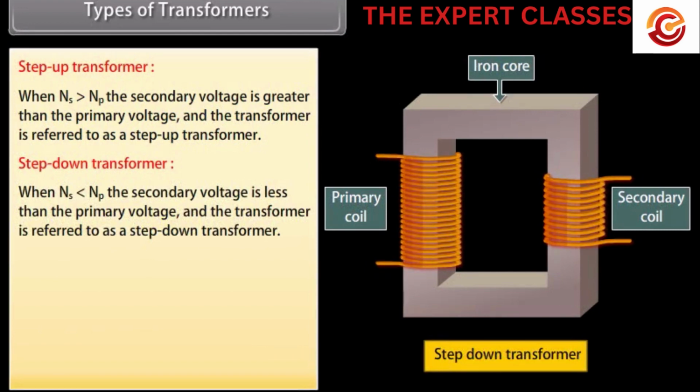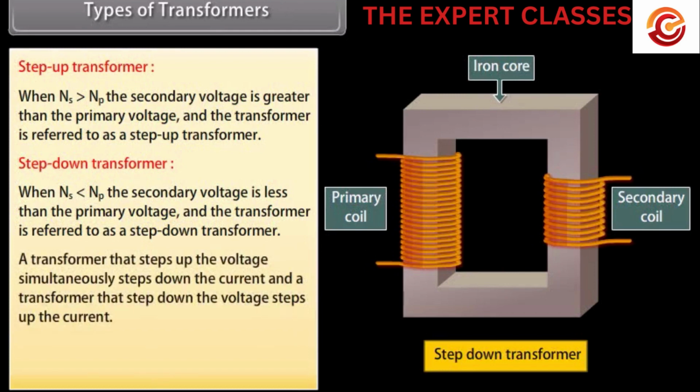transformer. A transformer that steps up the voltage simultaneously steps down the current, and a transformer that steps down the voltage steps up the current. IS/IP = Vp/Vs = Np/Ns.